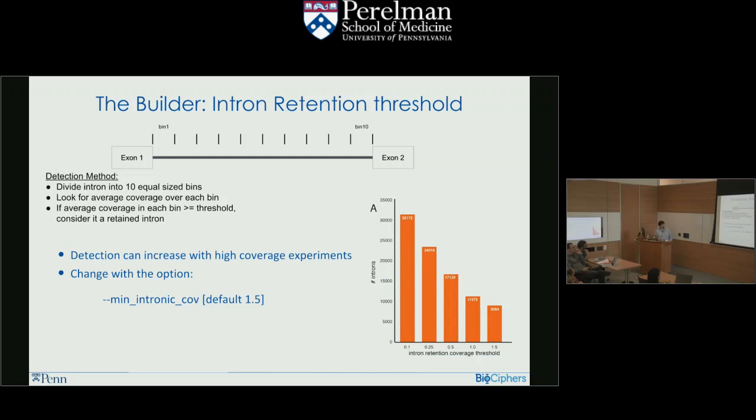With higher coverage, you're going to expect to see higher average read counts over these bins. By default, we look for an average of 1.5 reads per position. From our paper, this is just altering that threshold; being less conservative to detect introns, you obviously detect many more. This was done with about 80 million reads per sample. If you're going above that, you might want to alter the intron retention coverage threshold to tune your detection for introns.